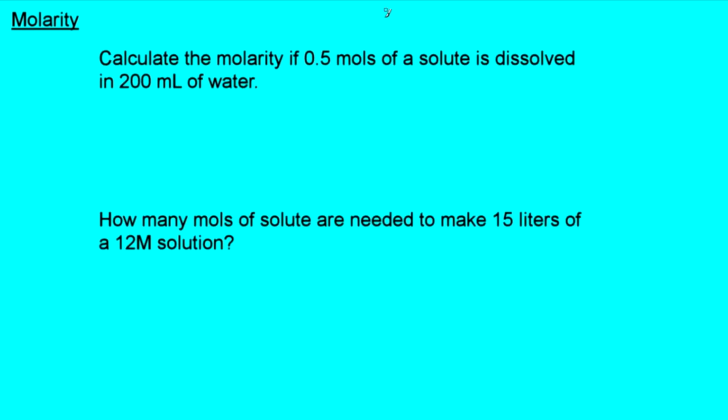So here's a couple more simple molarity questions. Again, our formula is going to be big M equals moles of solute per liters of solution. So the question says we have 0.5 moles of some solute. So the 0.5 goes on top. This says 200 milliliters of water. Milliliters, but our calculation has to be in liters. So we have to convert 200 milliliters to liters.